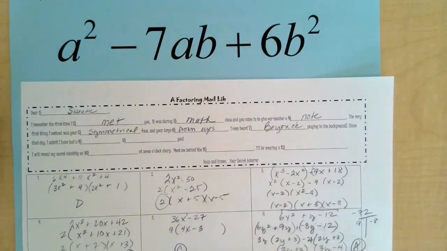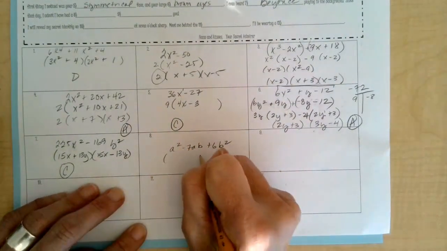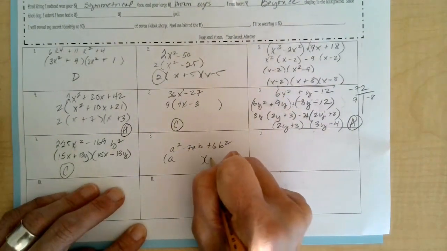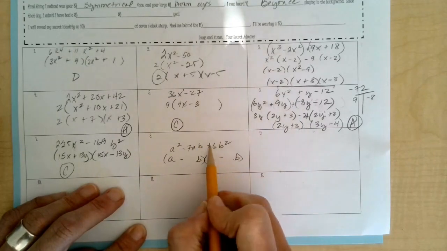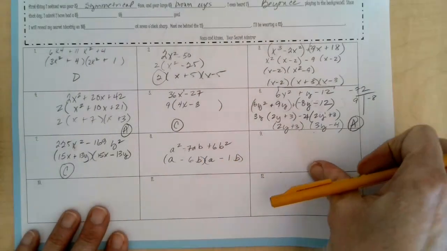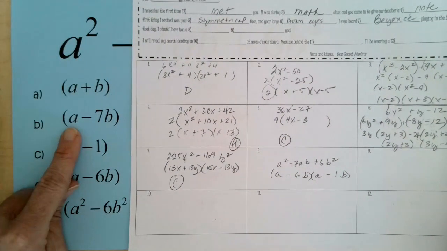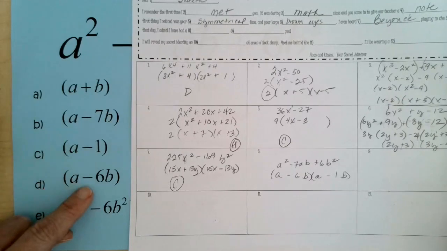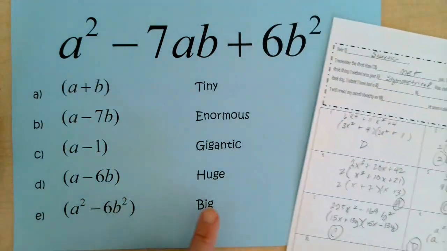All right, so we'll look for a factor of a squared minus 7ab plus 6b squared. I'm going to go ahead and draw my parentheses, split my a's, split my b's. These are both negative because that's positive and this is negative. Here's a 6 and there's a 1. So when I look at it, I have a minus 6b. So this answer is D.